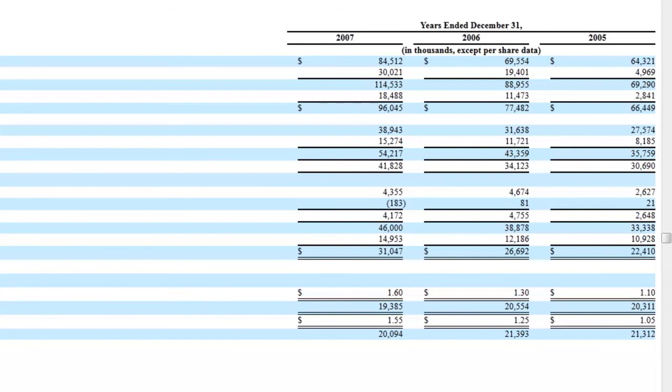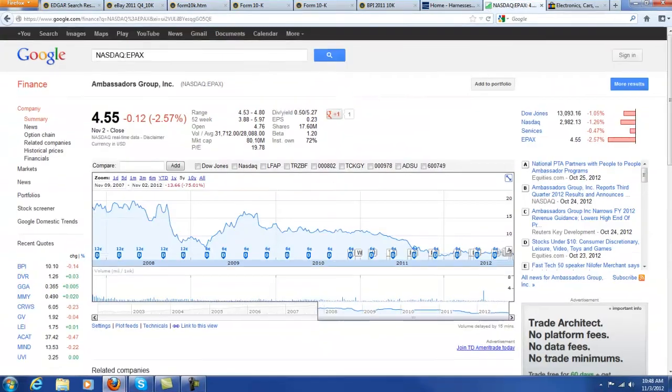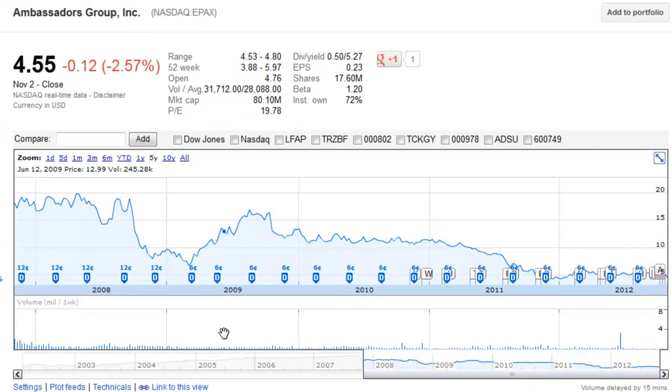And this is exactly what happened after 2007. Revenues collapsed because of the slowdown in the economy, and the company was stuck with a huge headquarters building, which was costing the company a fortune to maintain. And this is the stock price of it. It got crushed.